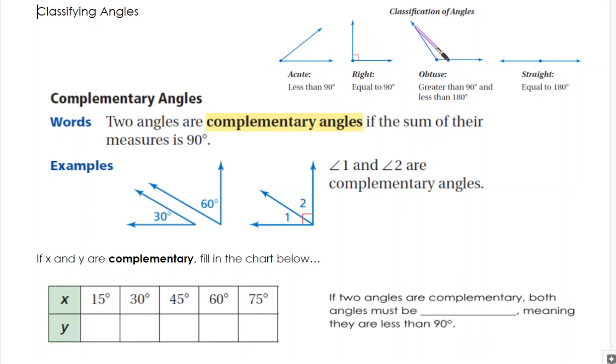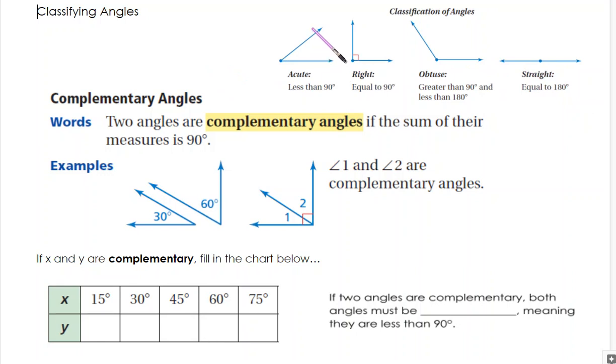Obtuse angle is bigger than 90 degrees, right? So anything bigger than 90 degrees, it's wider than 90 degrees, right? And a straight angle makes a straight line. That's why it's called a straight angle. And that is 180 degrees, right? So those are kind of important to know about whenever you're working with angles, right?